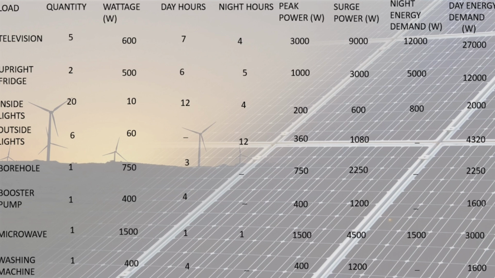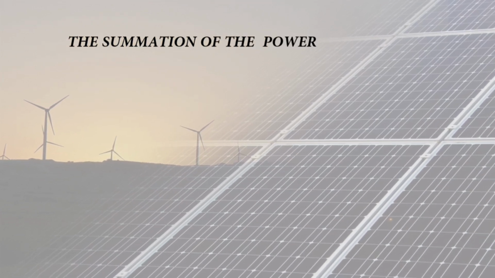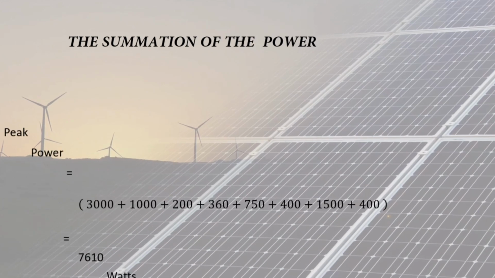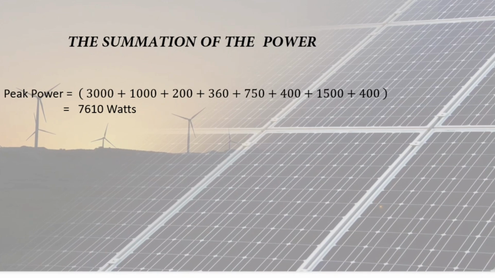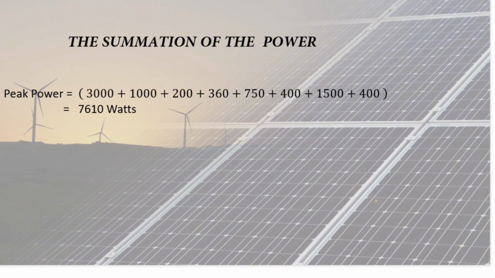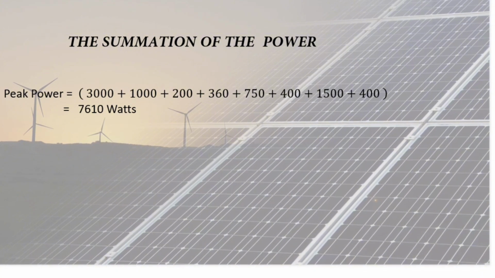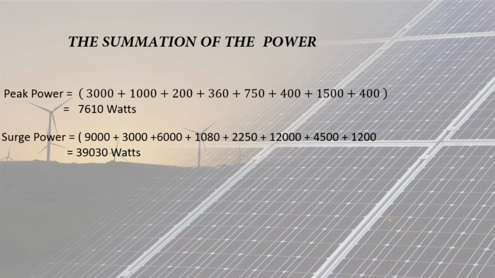Now that we have filled our table and made our work a lot easier, we have to find the summation of peak power, surge power, night energy demand, and day energy demand. In calculating the summation, we just add everything. In peak power, we have 3000 plus 1000 plus 200 plus 360 plus 750 plus 400 plus 1500 plus 400. We got the total peak power of 7610. Then calculating the surge power, we do the same thing. We add the totals, we get 39,030 watts.